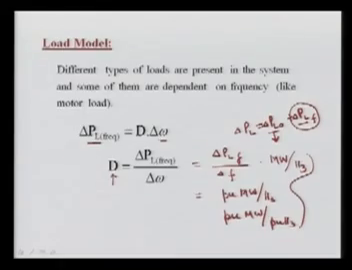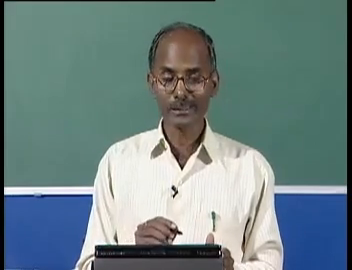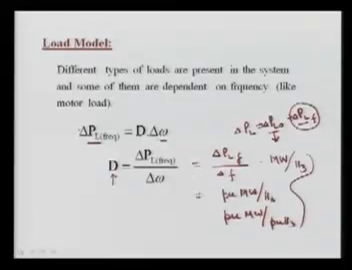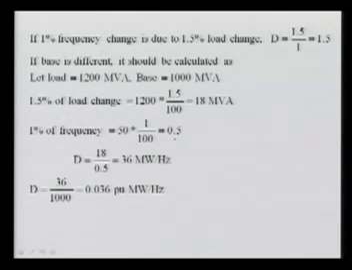Always here we are assuming that D is constant, meaning we have a linear relationship between the change in the frequency dependent load and the change in the frequency. So this is a linear relation, and with this assumption we can model the loads. Here you will see how it is related: if a 1% change in frequency causes a 1.5% change in load, now in terms of percentage, D will be 1.5, the percentage change in load divided by the percentage change in frequency.